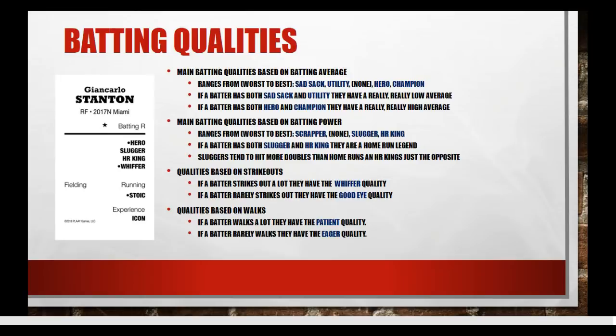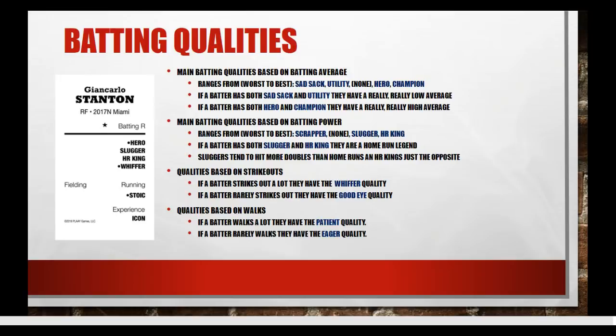If the batter has both sad sack and utility, they're really, really low average. So as we saw back on the previous slide with Corey Kluber, he was both of them. That means he's really bad average, probably about 150 or worse. If they have both hero and champion, they're really, really high average. Think someone like Ted Williams. He would have both qualities in full.